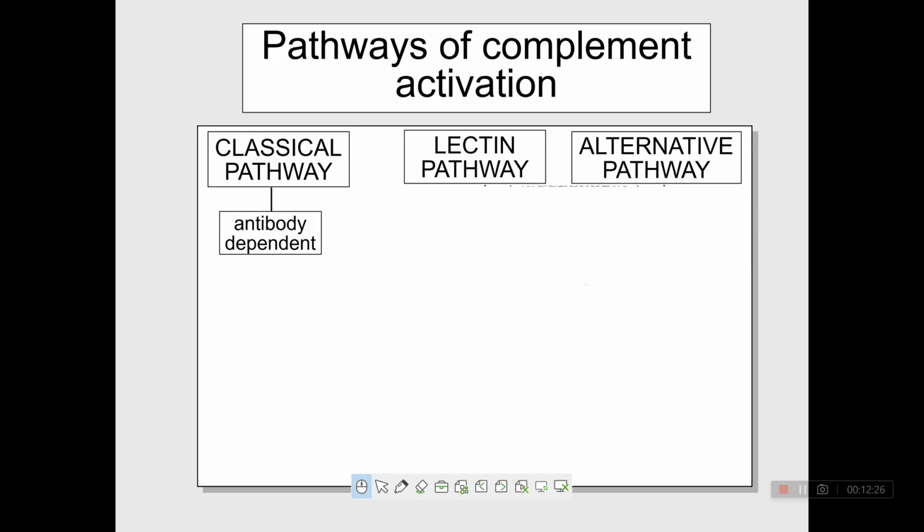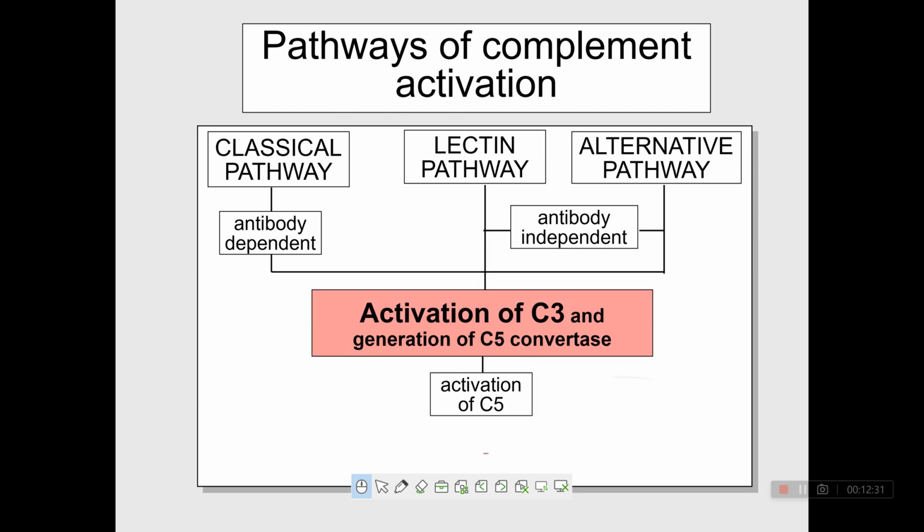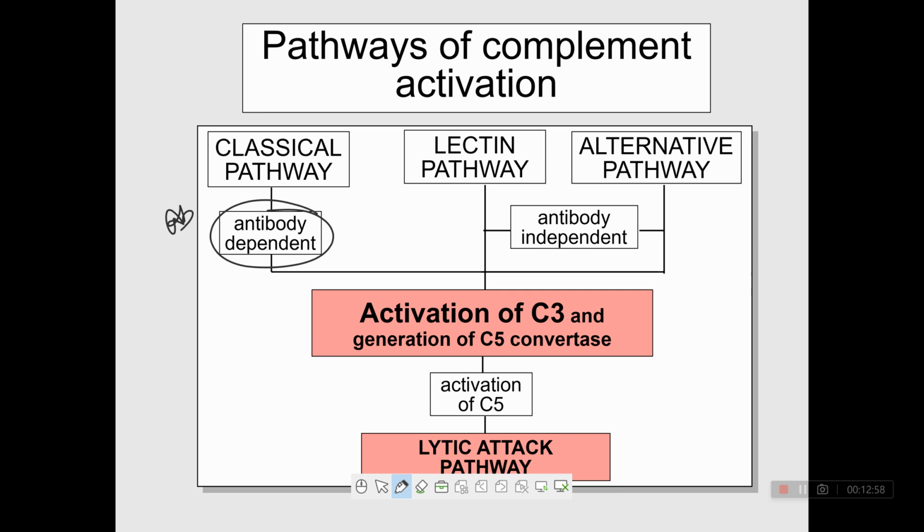So now, what is the pathway of the complement activation? Already I told you that there are three pathways of the complement activation. First is the classical pathway, second is the mannose binding lectin pathway, and third is the alternative pathway. The classical pathway is the antibody dependent pathway, and the lectin and alternative pathways are antibody independent. Remember this, very important. Which is antibody dependent and which is antibody independent? The classical pathway is antibody dependent, and the lectin and alternative pathways are antibody independent.